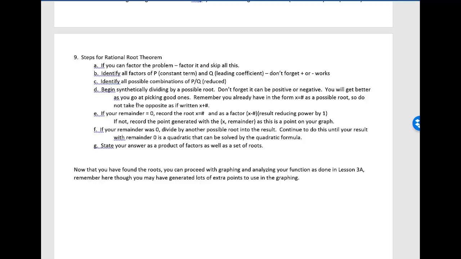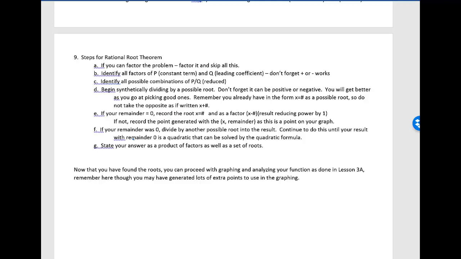Then we're going to dive in. And if you're working with partners, it's good to say, okay, I'll try this, you try that. And whoever finds one first, you both need to get on the same page there and go to the next step together. But don't forget your positive negatives. You will start to get better at getting a gut feeling of what to try, but sometimes it's pure luck. And once we know that we have a root, we want to write it as a root. We also want to keep track of it as a factor.